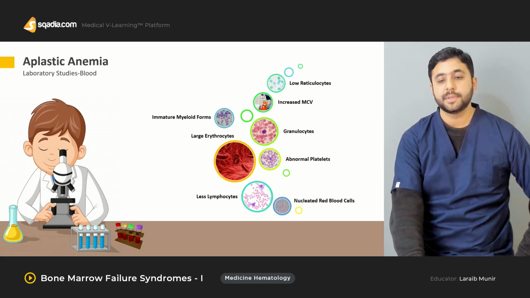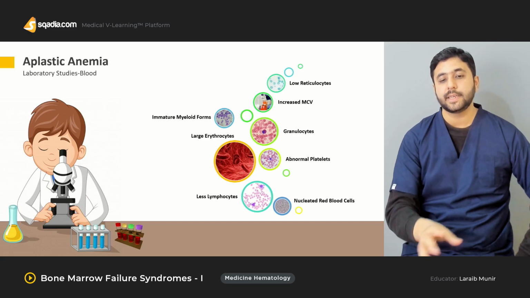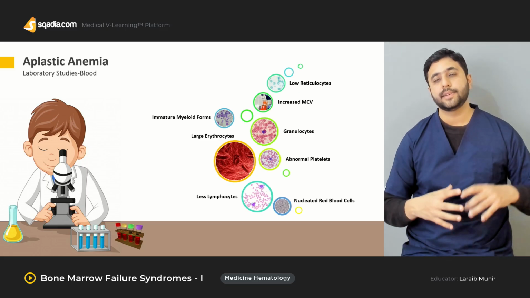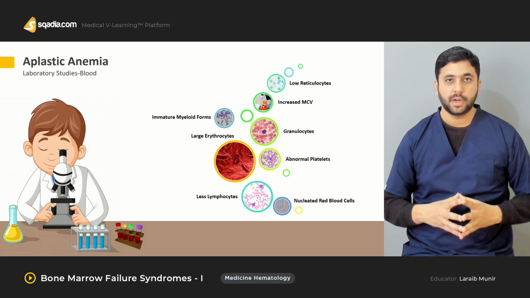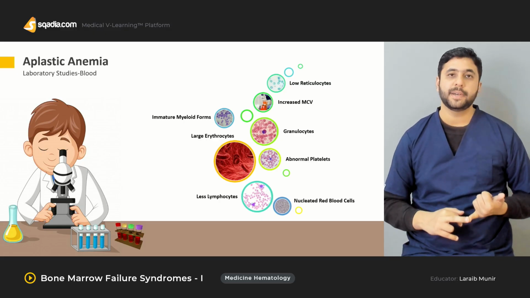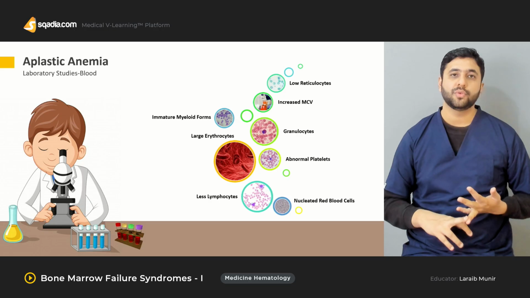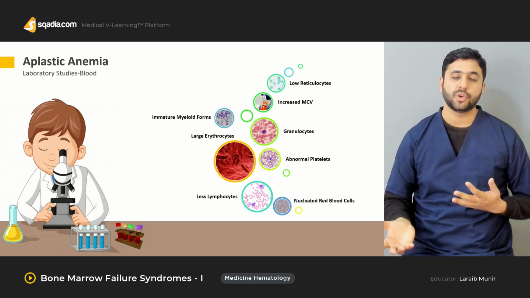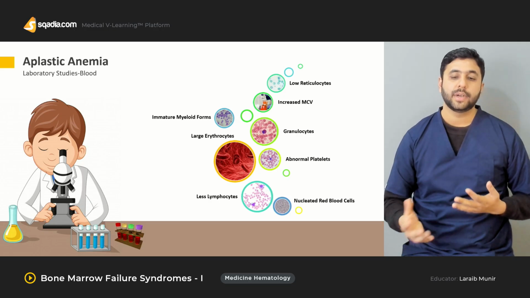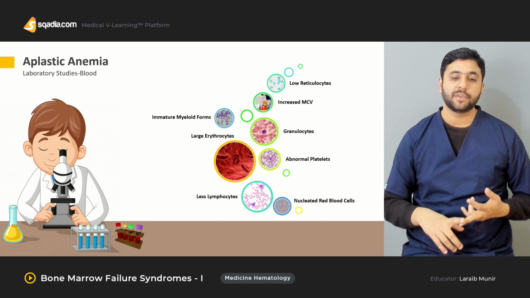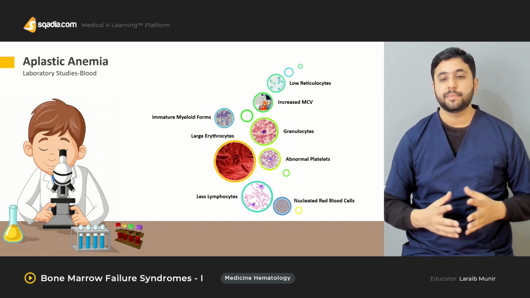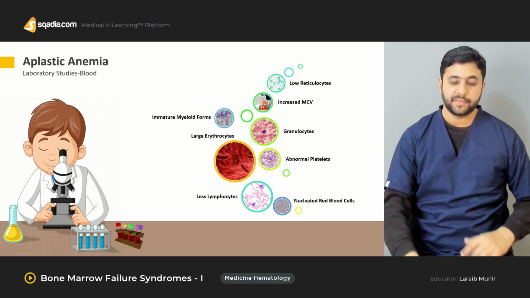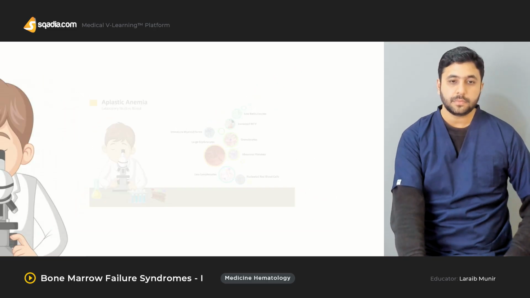The nucleated RBCs, which are the primitive RBCs, so we are basically going to see large cells which have a raised MCV count, and the primitive types of cells which have certain types of nuclei, like the RBCs. A mature RBC does not have a nucleus, so nucleated RBCs or immature myeloid forms and immature types of platelets and lymphocytes will be evident in the peripheral blood film.